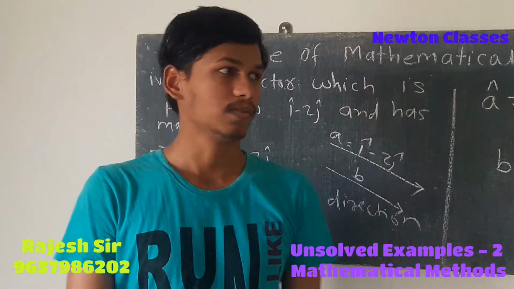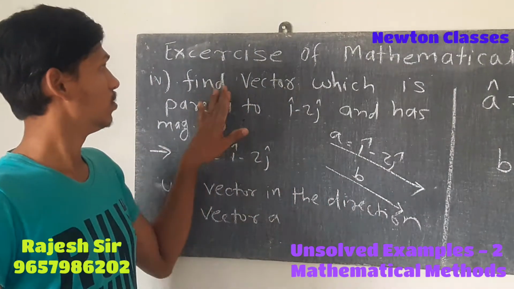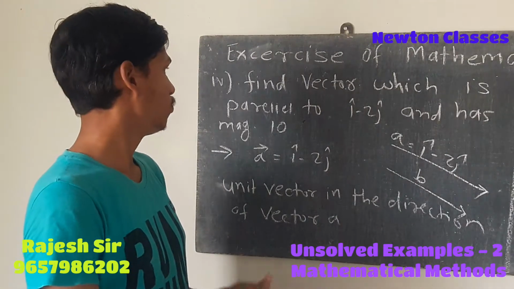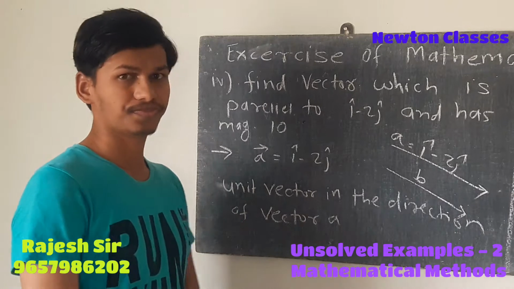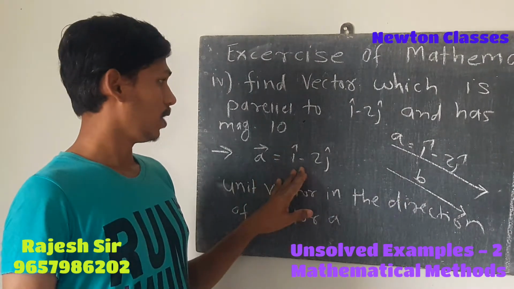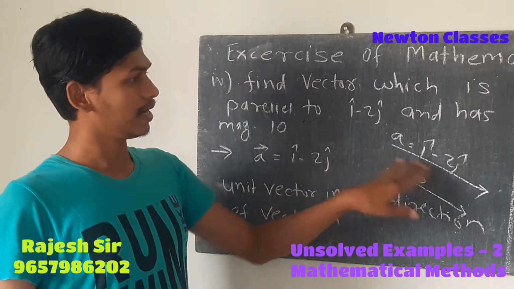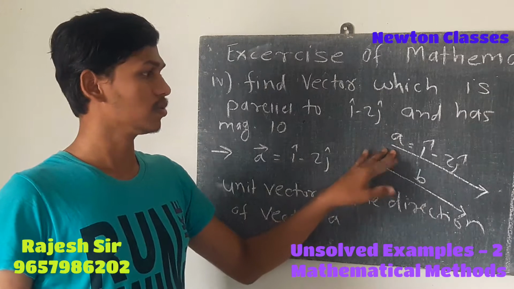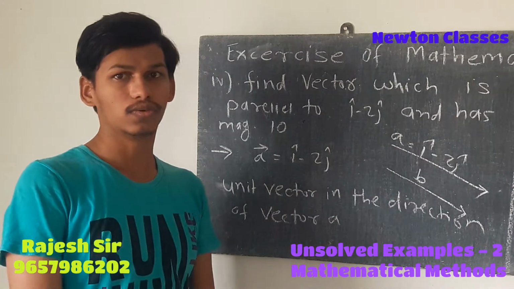Next example: we have to find a vector which is parallel to i cap minus 2 j cap and having magnitude equal to 10. Now consider the given vector a bar is equal to i cap minus 2 j cap, which is denoted like this. We have to find a vector which is parallel to the given vector and having magnitude equal to 10.